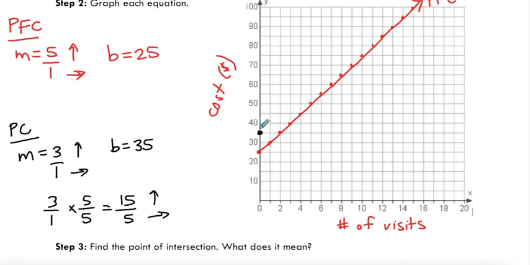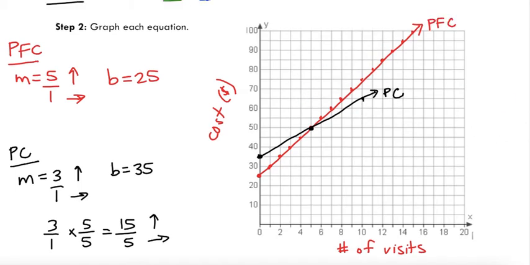Remember, I'm going up by 5, so 5, 10, 15. But for every 15 units I go up, I have to go over 5. So 1, 2, 3, 4, 5. There's my point. Let's just plot another point. I'm going up 15, so 5, 10, 15, and I'm going to the right 5. 1, 2, 3, 4, 5. There's my next point. Let's go ahead and connect those using a straight line. So there's Panthers Club. Now that I have those two lines graphed, I can identify my point of intersection.